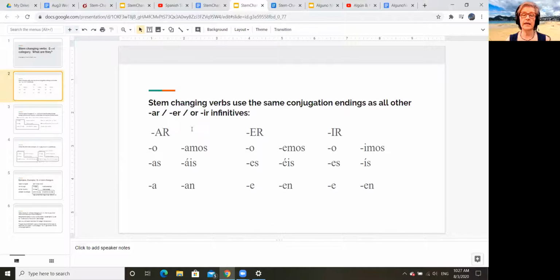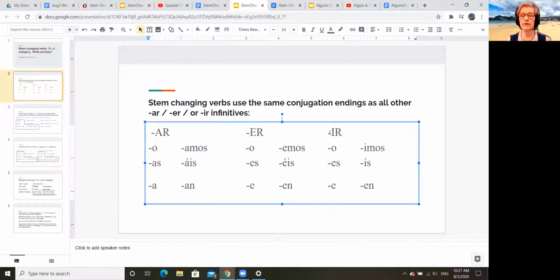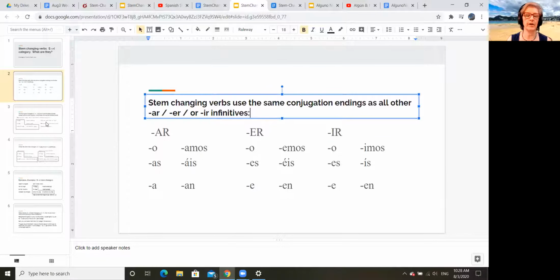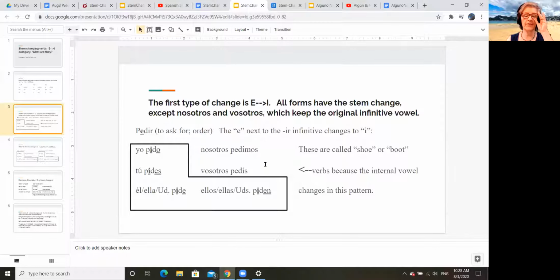Again, a stem change might be an AR verb, meaning it has these endings. It might be an ER verb, meaning it uses these endings. It might be an IR verb, using these endings. I will tell you that for E to I, pretty much what it winds up being usually is this group, IRs. It just is. Okay, let's take a look at what they look like.